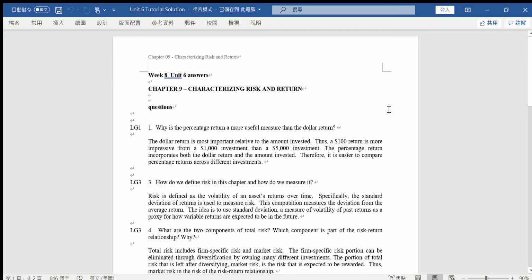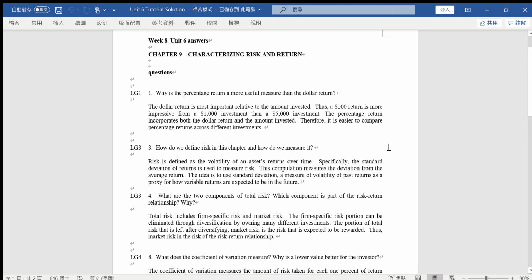Good afternoon. This is the online tutorial class on Unit 6 about the characteristics of risk and return. Okay, first question: why is the percentage return a more useful measure than the dollar return?